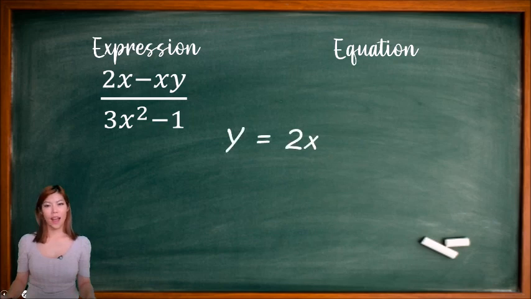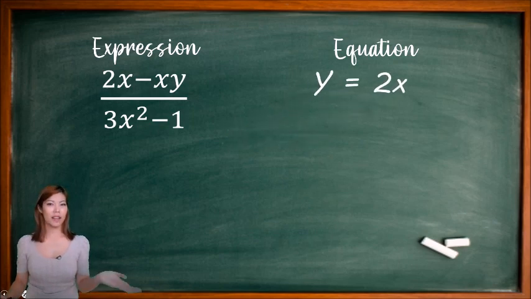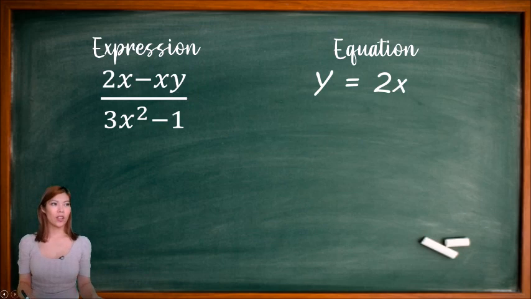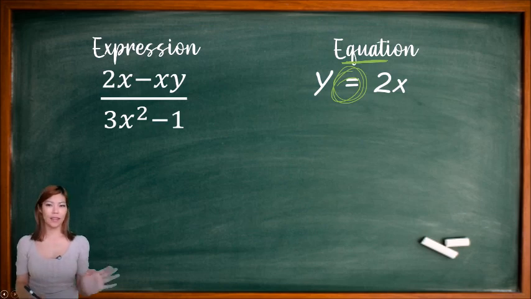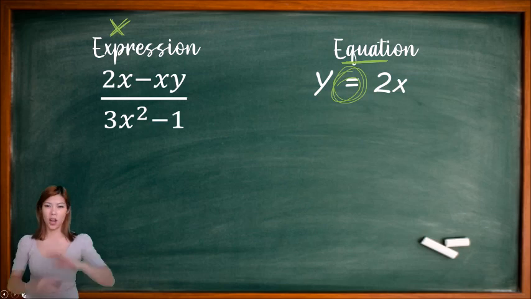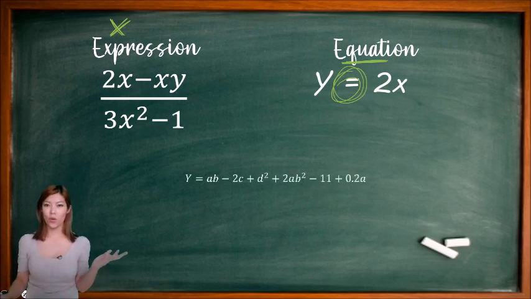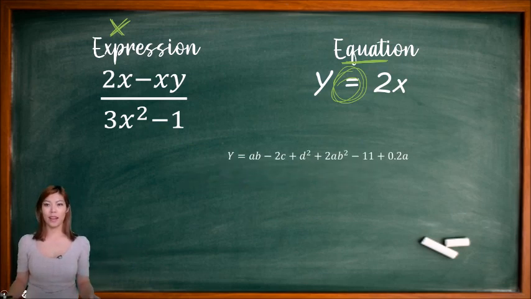This is an equation. So can you guess what the difference is? An equation has the word equal inside it, and it has to have an equal sign. An expression is when it doesn't have an equal sign. And I remember because expression has an X, no equal sign. What about this? Is this an expression or an equation? Well, it has an equal sign, so it is an equation.